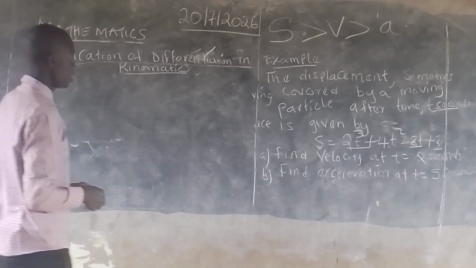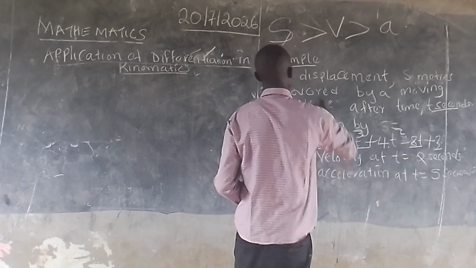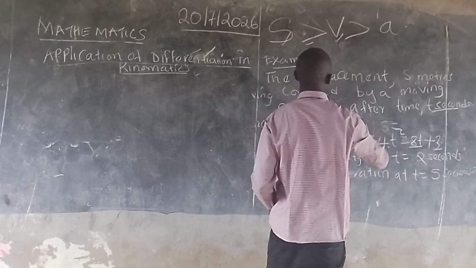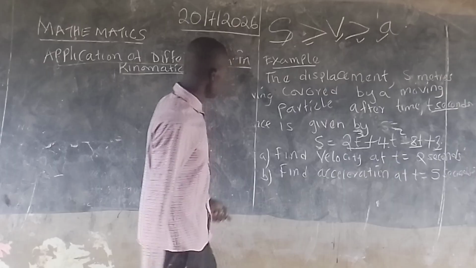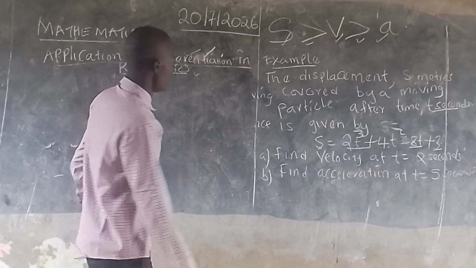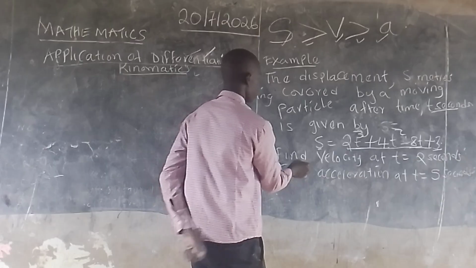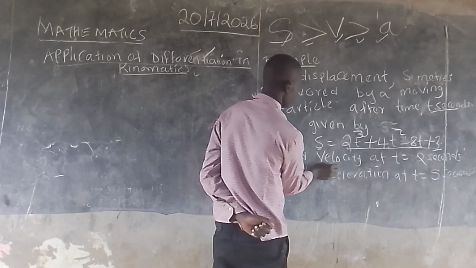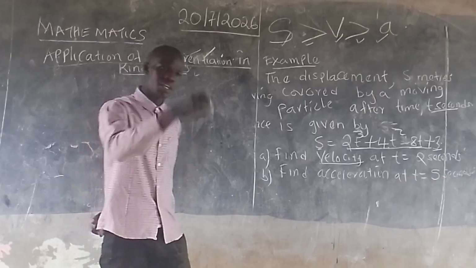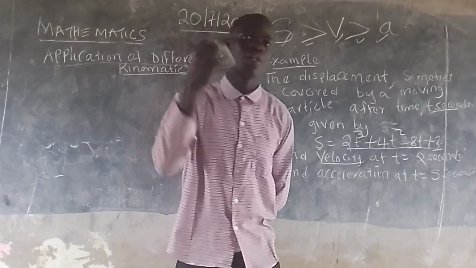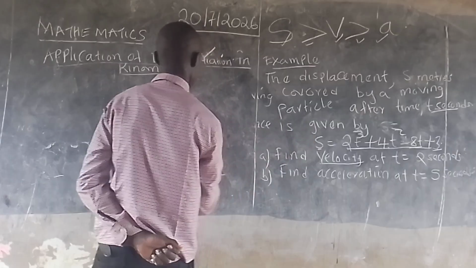So dear students, we say very well that given a displacement equation, when we differentiate we get a velocity equation, when we differentiate again we get an acceleration equation. The question is giving us the displacement equation, and it demands that we get the velocity at time equal to 2 seconds. So the first very important step is to get the velocity equation. That's very important, to get the velocity equation.